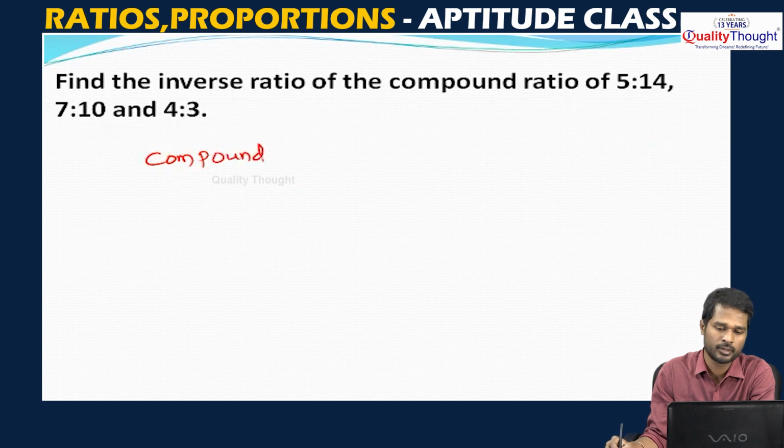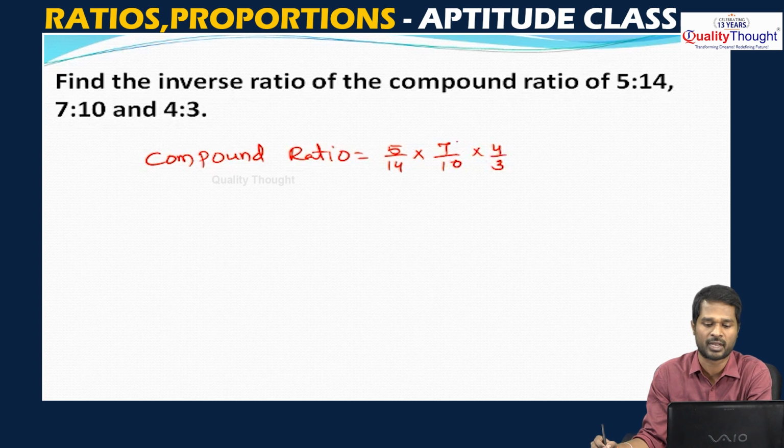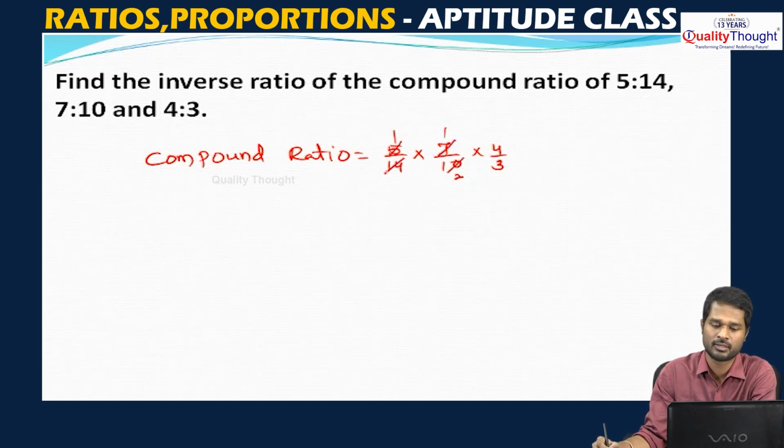The compound ratio of the given things is 5 by 14 into 7 by 10 into 4 by 3. Just multiply the given ratios by converting them into fractions. So 5 ones are 5, 7 ones are 7, 2 twos are 4, ones are 4, which is 1 by 3.